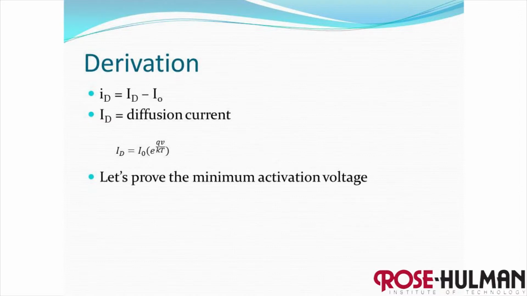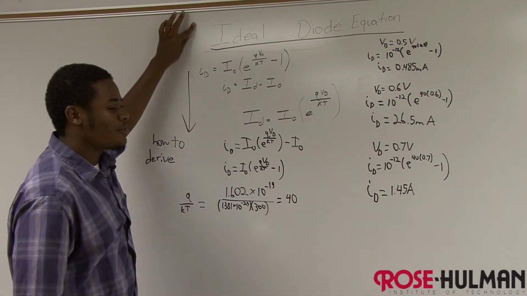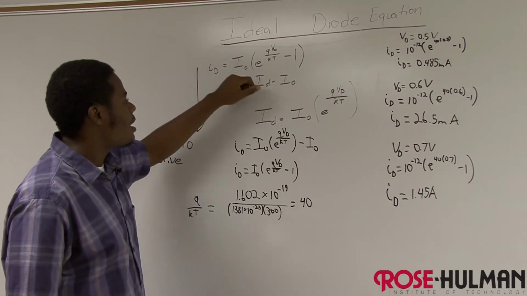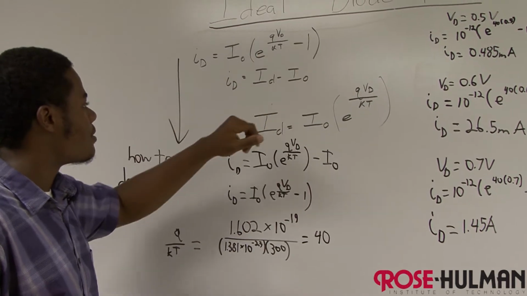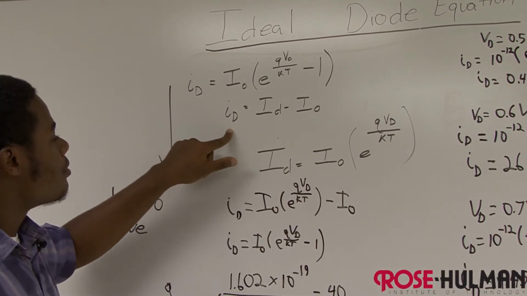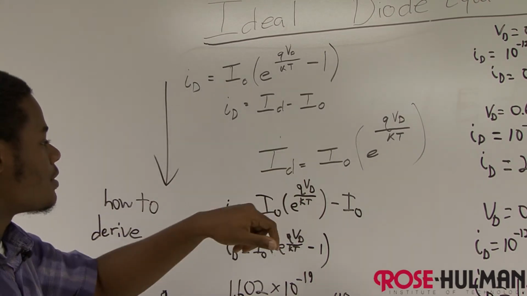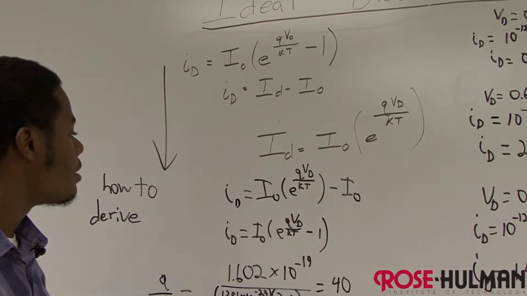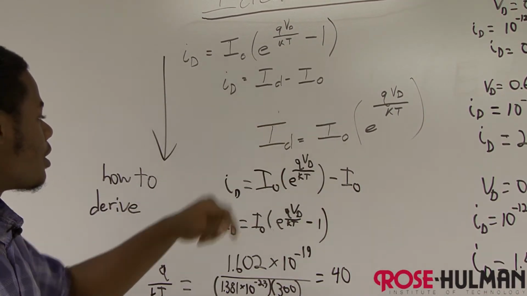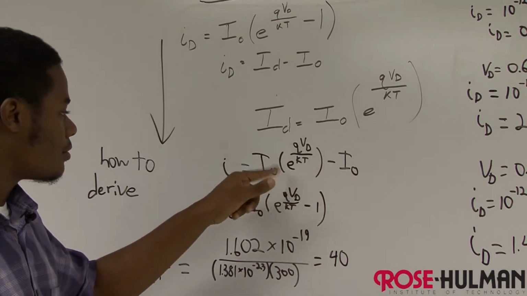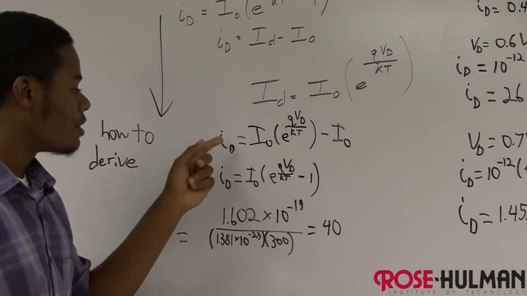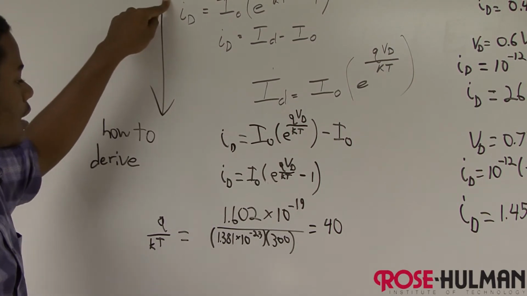Using this, we will prove the minimum activation voltage for a silicon diode at 300 degrees Kelvin. So here's our ideal diode equation. Remember, you have I_D is equal to I_0 times e to the qV_D over kT minus 1. This is derived from our original equation, I_D is equal to I_diff minus I_0, where I_diff is equal to I_0 times e to the qV_D over kT. So we plug this in for our I_diff, and we get I_0 times e to the qV_D over kT minus I_0. We simplify this equation to get our original ideal diode equation.